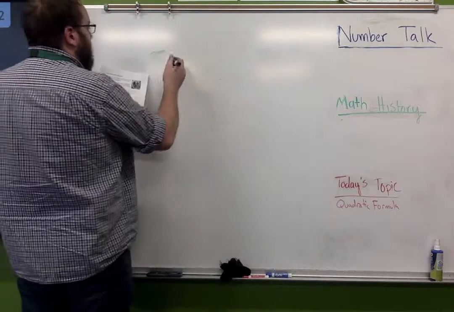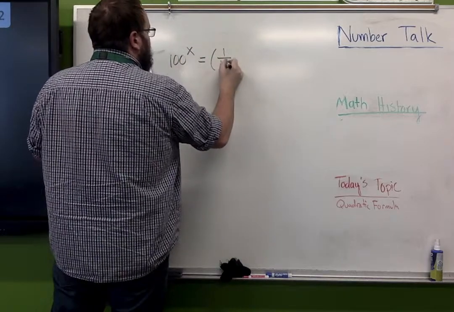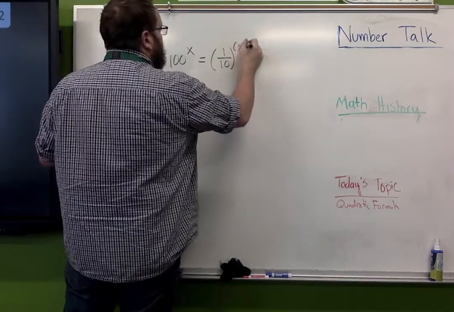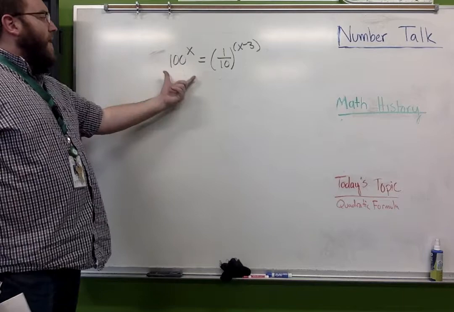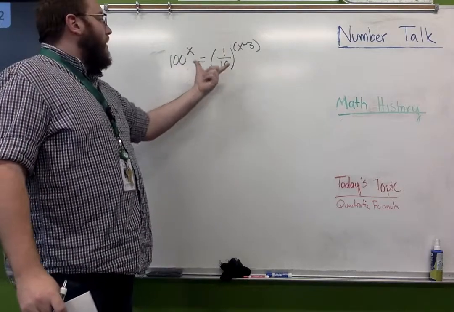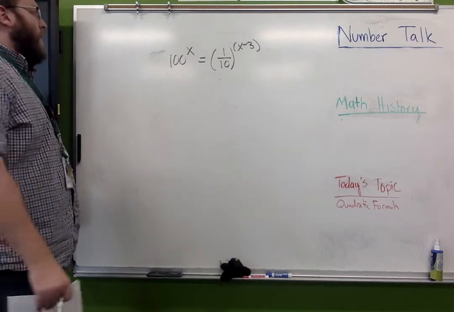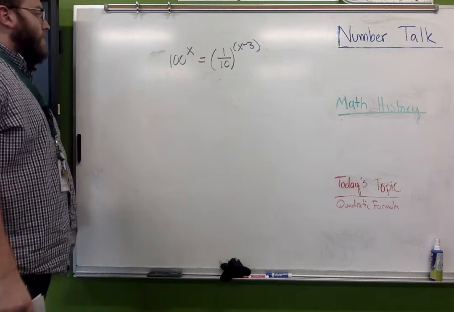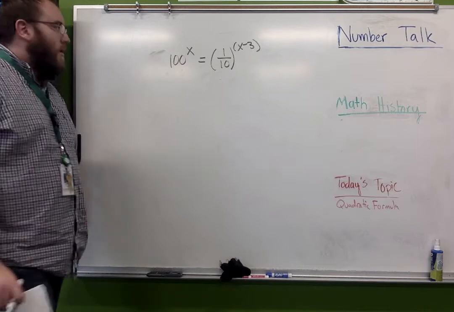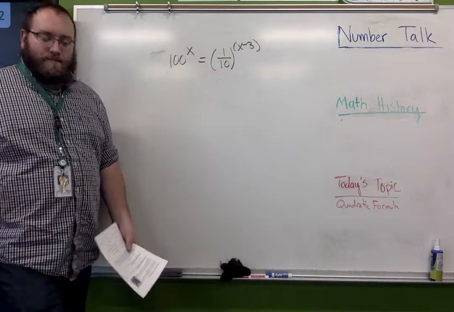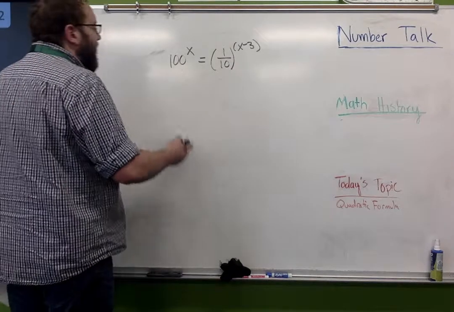Okay, so here we go. Equality properties. We have 100 to the x power is equal to 1 over 10 to the x minus 3 power. Okay, so the equality property says the bases have to be equal, and the exponents have to be equal. Well, the bases aren't equal, right? Is there a way I can make the bases equal? Well, you got a bunch of zeros, and I think you can see it, right? They're technically factors of 10, but you can write them as 10s.